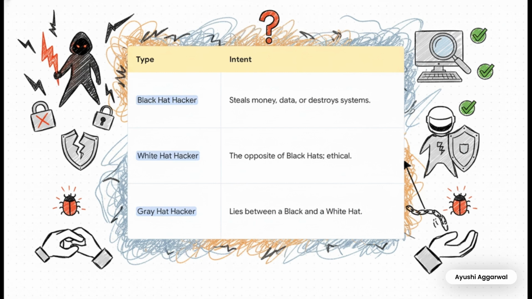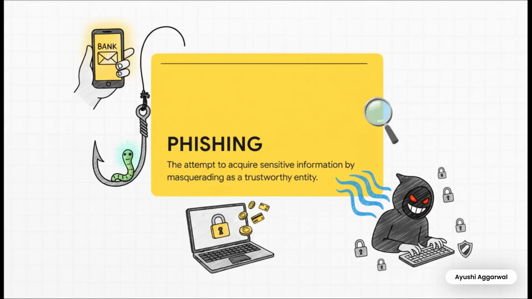And then, somewhere in the middle, you have gray hats. They might break the rules to get into a system, but their goal is to report the problem, not to exploit it. Now, one of the biggest tools that hackers, especially black hats, use is something called phishing. It's basically a bait-and-switch con game. You get an email or a text that looks like it's from a company you trust, like your bank. It tries to scare you into clicking a link and giving up your username and password.